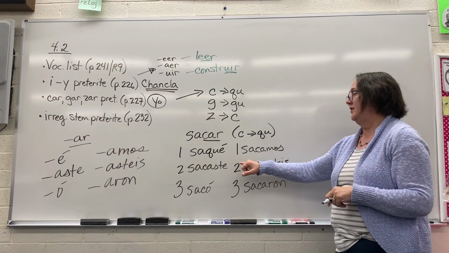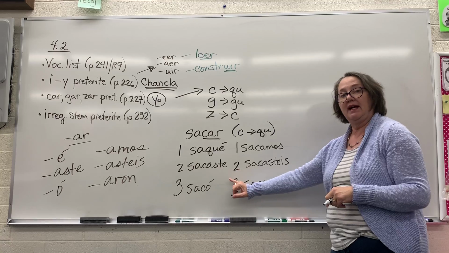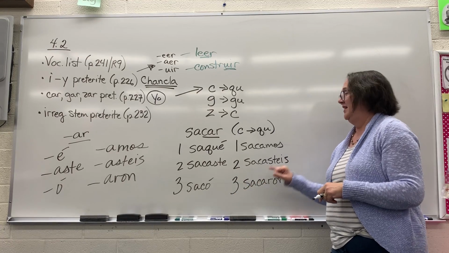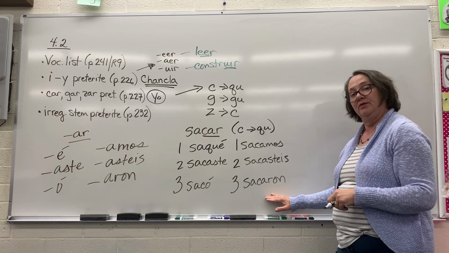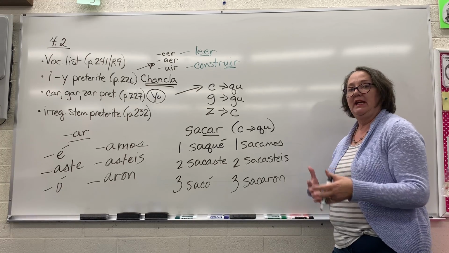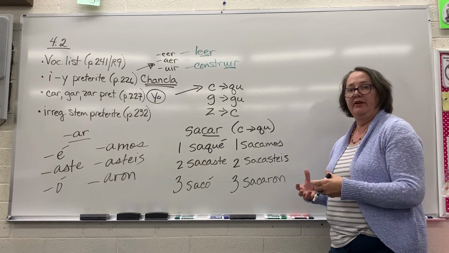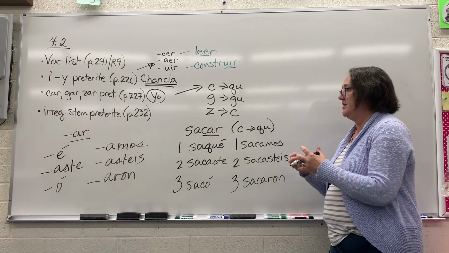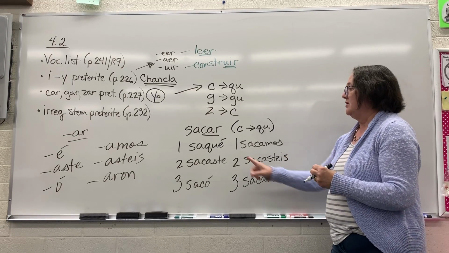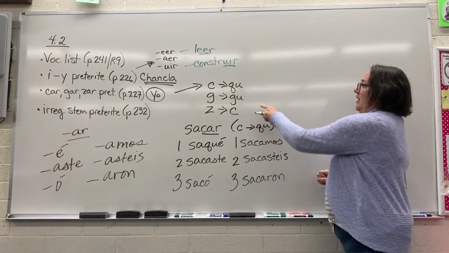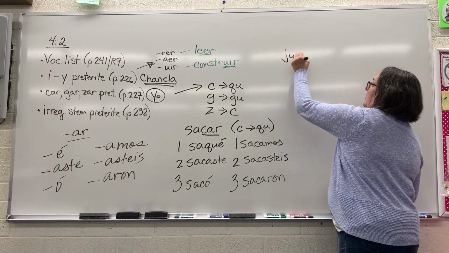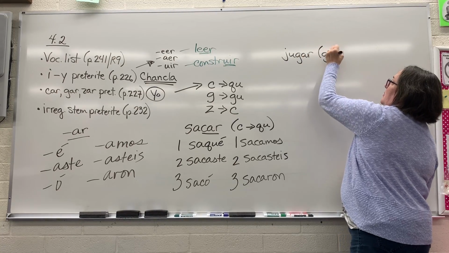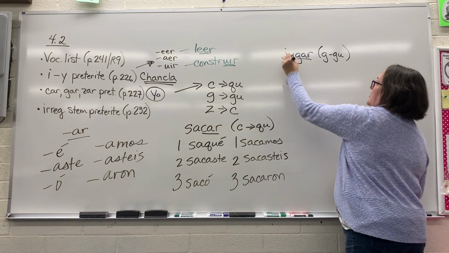So let's try those. Por favor. Saqué, sacaste, sacó, sacamos, sacaisteis, sacaron, okay? And that's why you're making that change, because you want that regularity in sound. We want them all to sound like they're the same verb. Okay, so that's sacar, that's a car verb. A gar verb that you'll hear would be jugar. So the G will become GU. So same thing here.